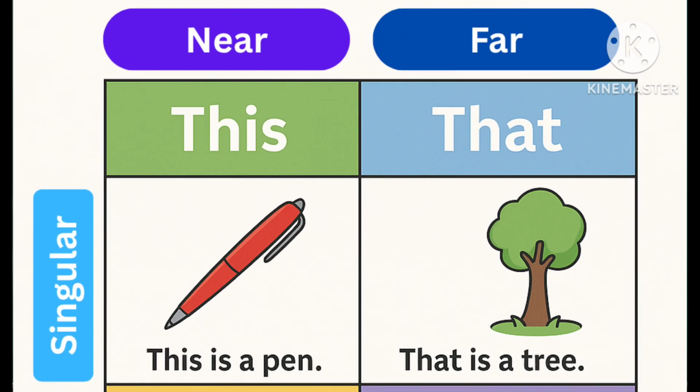Let's see more examples. This and that. First example, this is a pen and that is a tree. Both are in singular form.